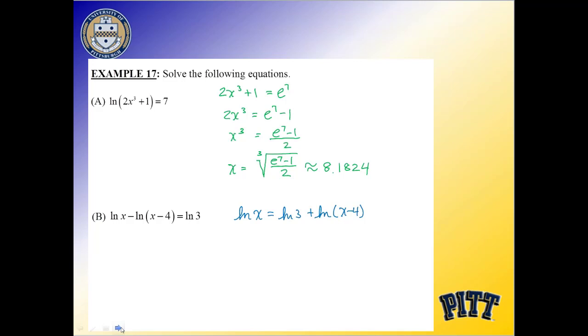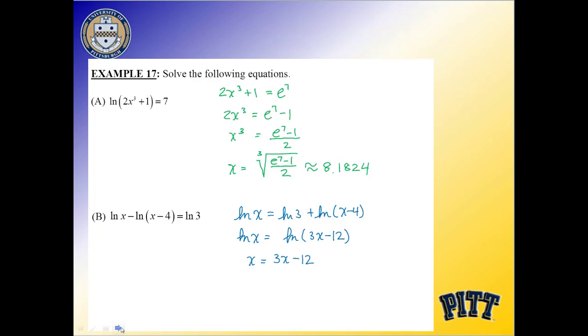So I know I'm going to eventually use the product rule for this. The product rule would say, okay, well, the right-hand side is going to become the natural log of 3 times the quantity x minus 4, which when I distribute becomes 3x minus 12. Now I have a single natural log statement on the left, and I have a single natural log statement on the right. Now the natural logs can go away.